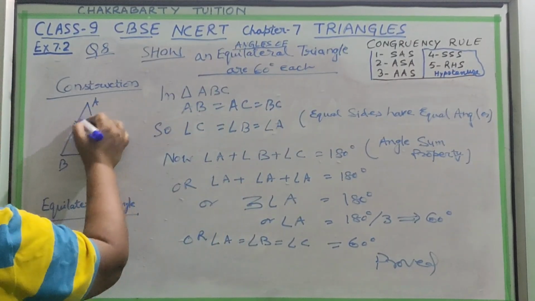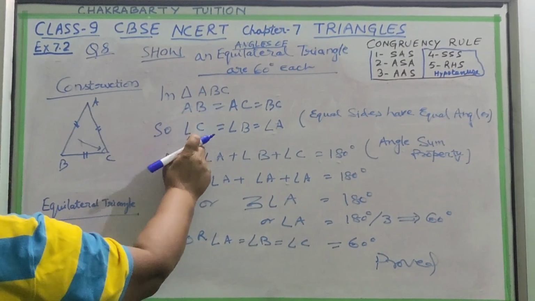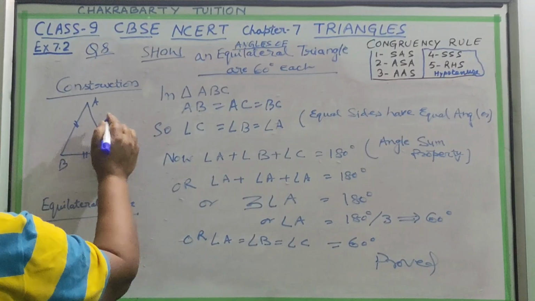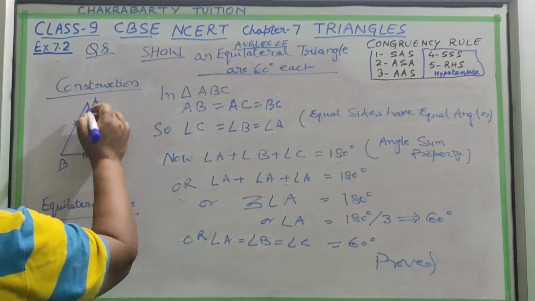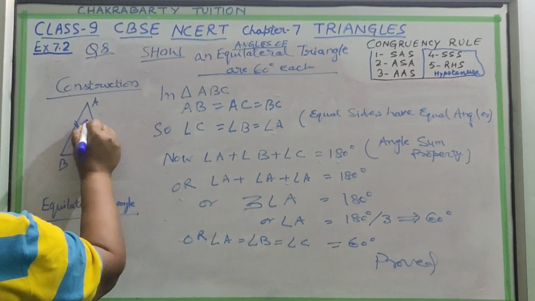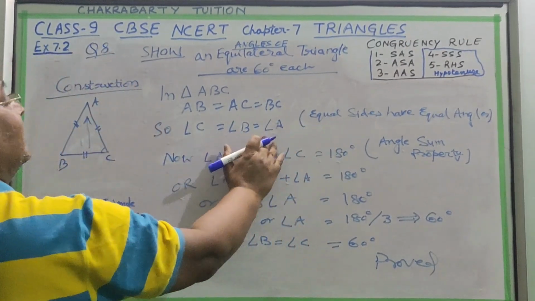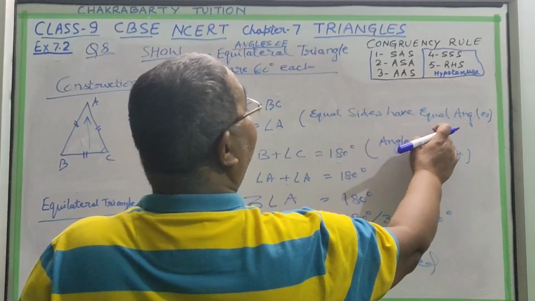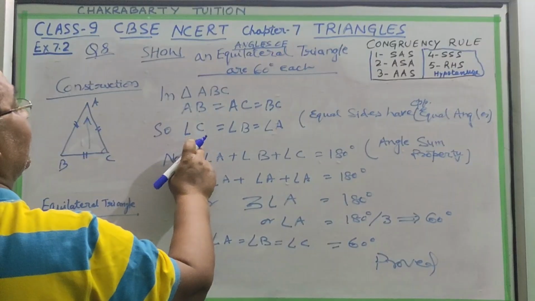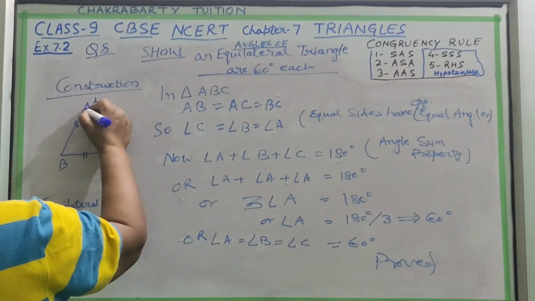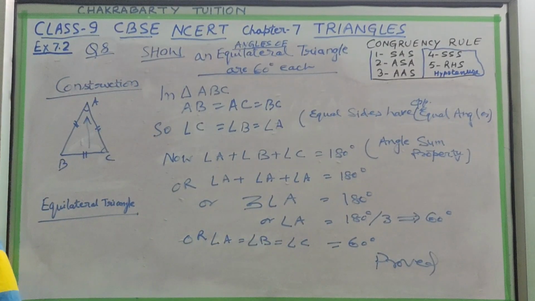So line AB is making angle C opposite to it. And the AC line is creating angle B. And this line BC is creating angle A. So why will these be equal? Because equal sides have opposite equal angles. Like BC's opposite is angle A. So equal sides have opposite equal angles. This is the condition.